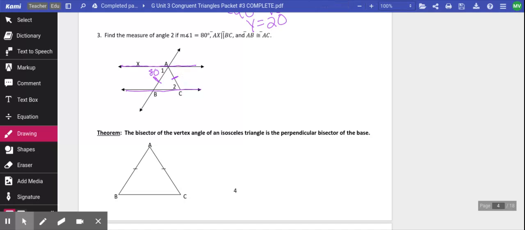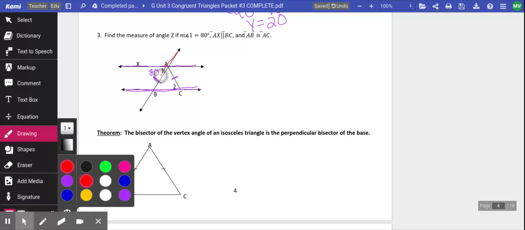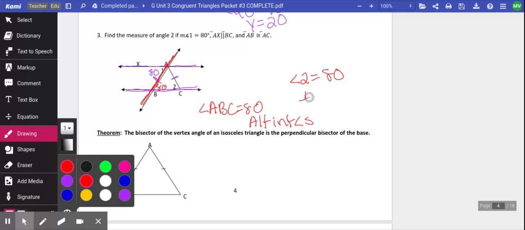Well, first we're going to use the parallel lines. So knowing these two lines are parallel, I look and I see that this is a transversal that has angle 1 on it, which is 80. So if angle 1 is 80, angle ABC is also 80 because they're alternate interior angles, which means angle 2 also equals 80 because of the isosceles triangle theorem.